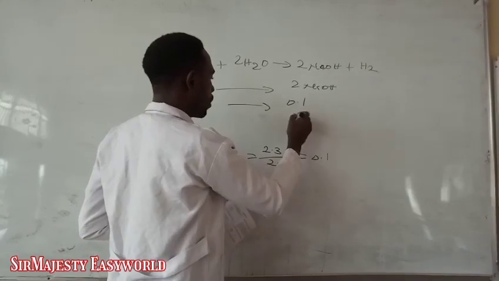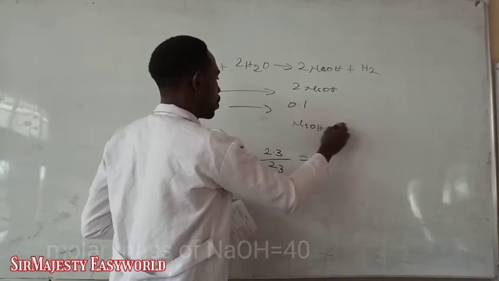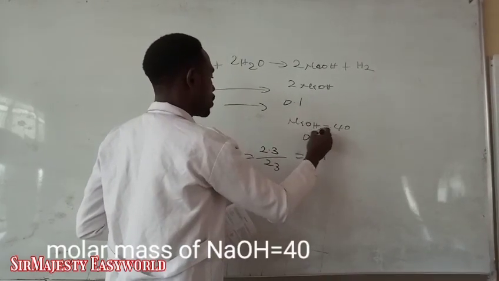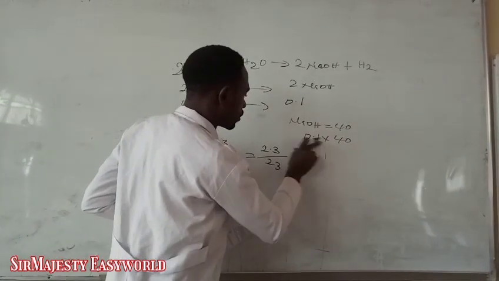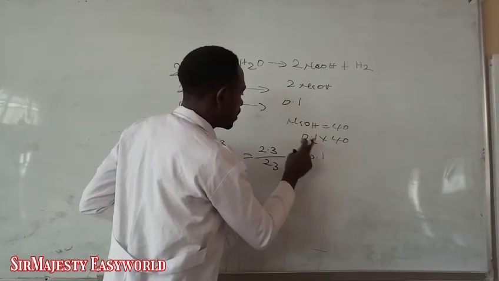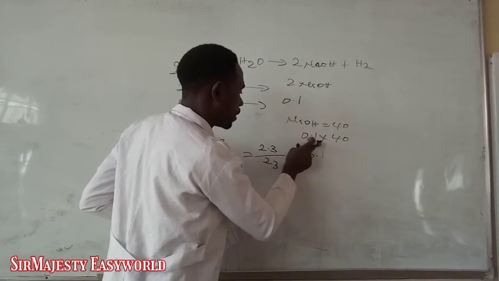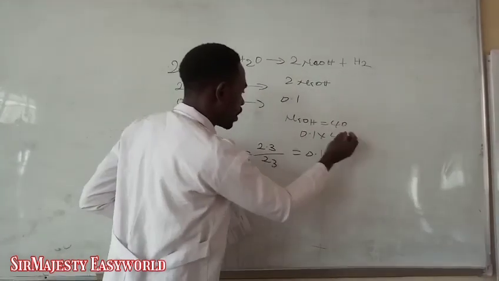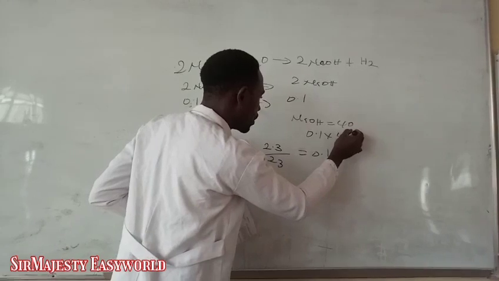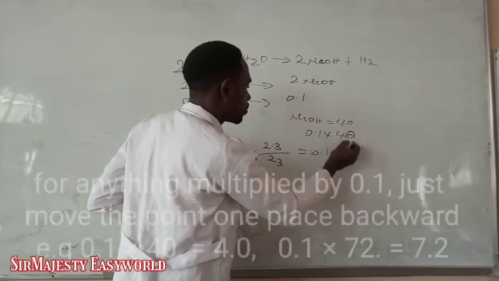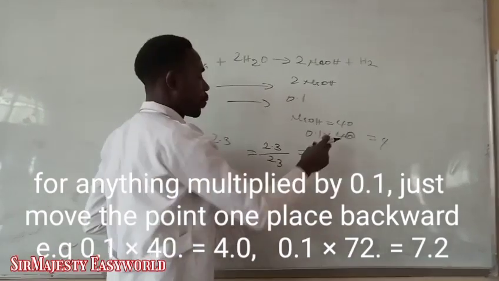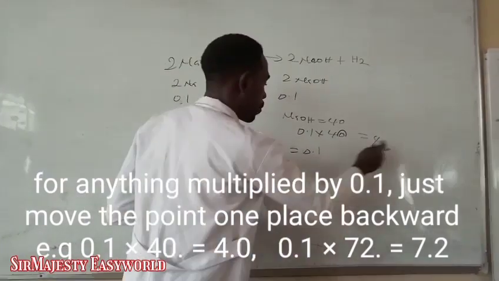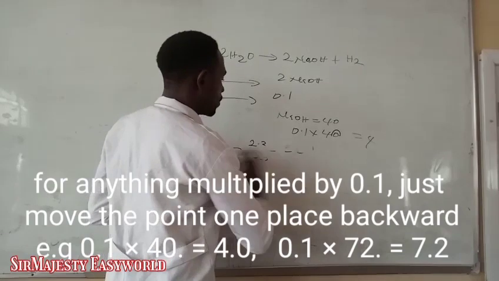So 0.1 mole of sodium hydroxide is equal to 0.1 times 40. You don't even need to press your calculator. In this case, if you have a point here, how many characters are after the point? You have 1 character after the point. Then you come here and move the point only one place. Bam. And it becomes automatically 4. So 0.1 times 40 is equal to what? 4. Look at what I mean.